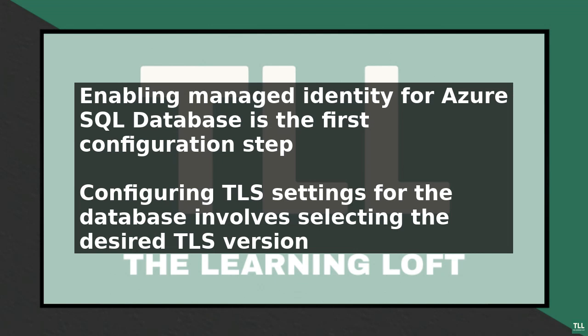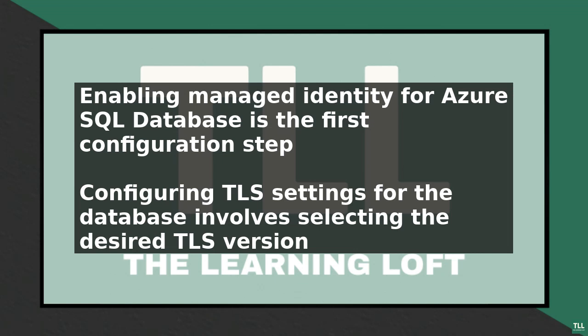Next, you need to configure the TLS settings for your database. You can do this by going to the Connection Security tab and selecting the TLS version you want to use. It is recommended to use the latest version of TLS, which is currently TLS 1.2.